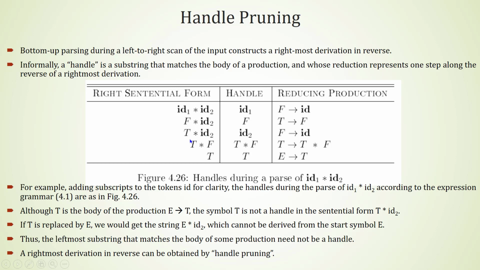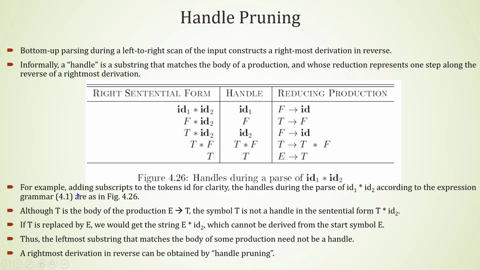Next, again we are looking for a handle. Here we are taking this entire string as the handle, T star F. So the handle is T star F. We are applying the production T gives T star F, so that will be converted to T. So in this production, T alone is a handle and we are applying the reduction E gives T.